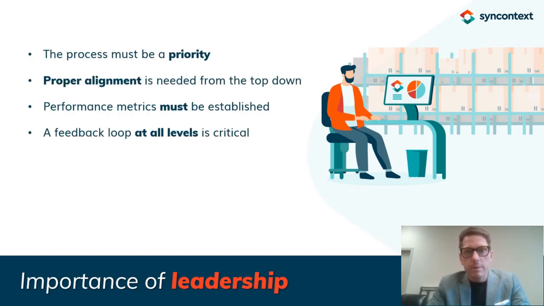In terms of leadership, the process must be a priority. Like I said before, it really does need to be a priority, just like anything else. Proper alignment is needed from the top down. If you don't have alignment on the strategy, you're going to have conflicting goals, and you're going to have people that are confused as to how to use it, when to use it, why to use it. So alignment is absolutely critical from the top down.